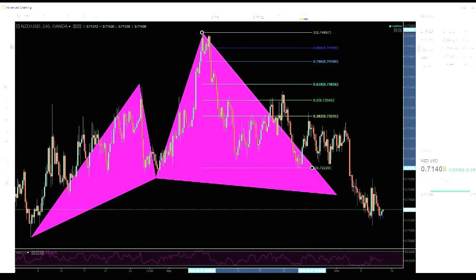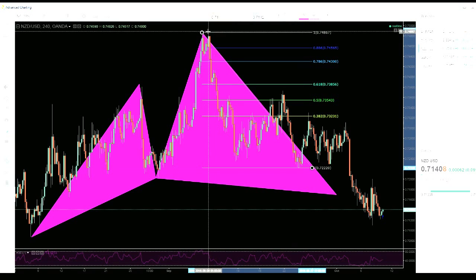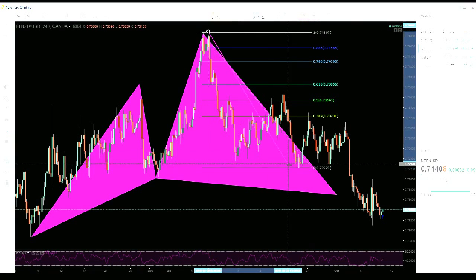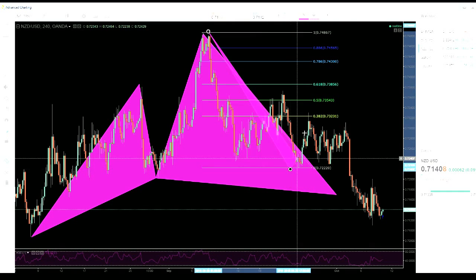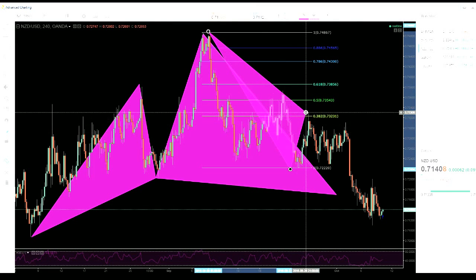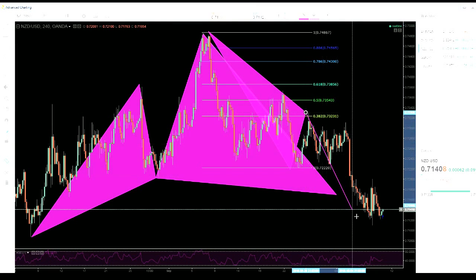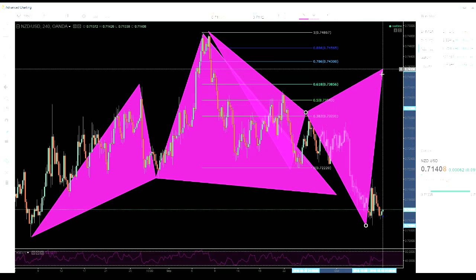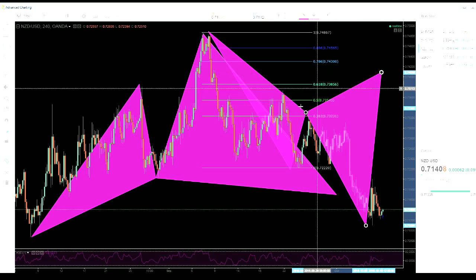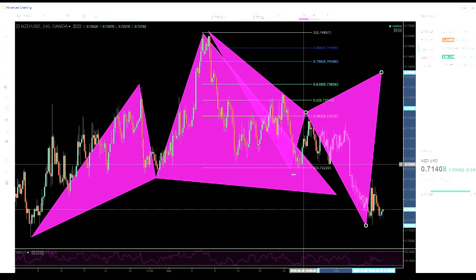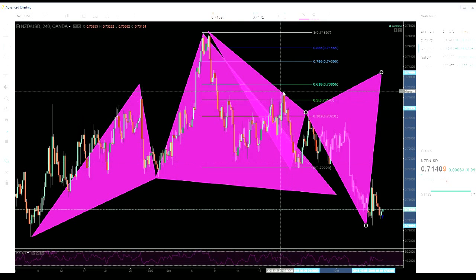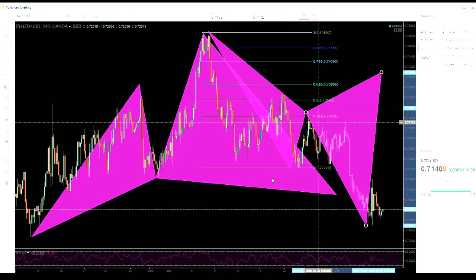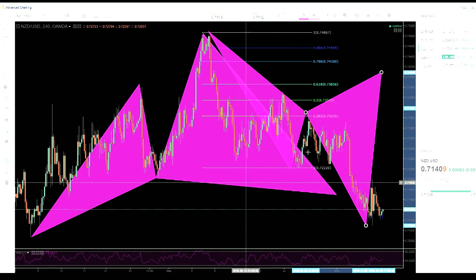So I'm going to have another bearish Cipher setting up like this. X to A to B, B to C, and C to D is going to be up here. The reason I said it doesn't matter which one you take is that no matter which one, this one right here or this one right here, you're still going to be above this high when it completes. So for me, it's still okay.